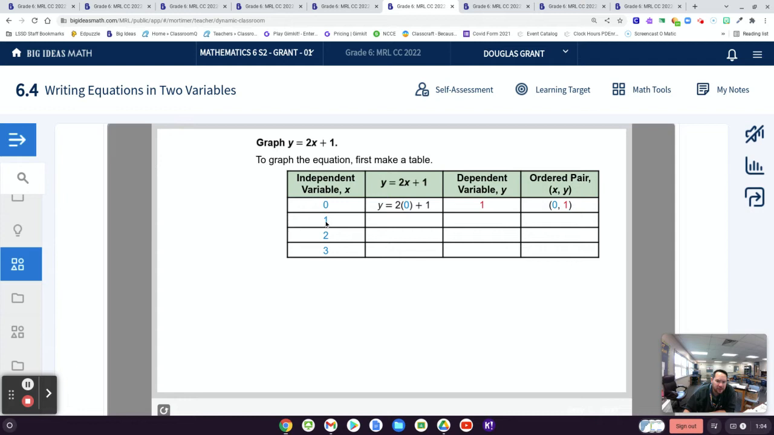When you plug in 1, you do 2 times 1 plus 1. That's 3. So when x is 1, y is 3, which corresponds to (1, 3). When you plug in 2 for x, what do you get for y? 2 times 2 plus 1 is 5. So you get the point (2, 5). And then when you plug in 3 for x, what is y?